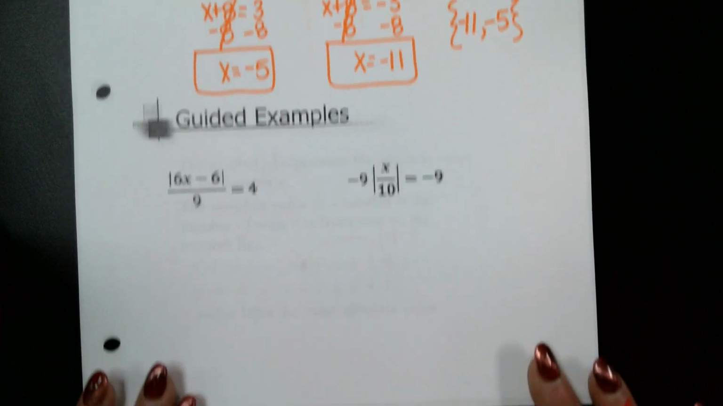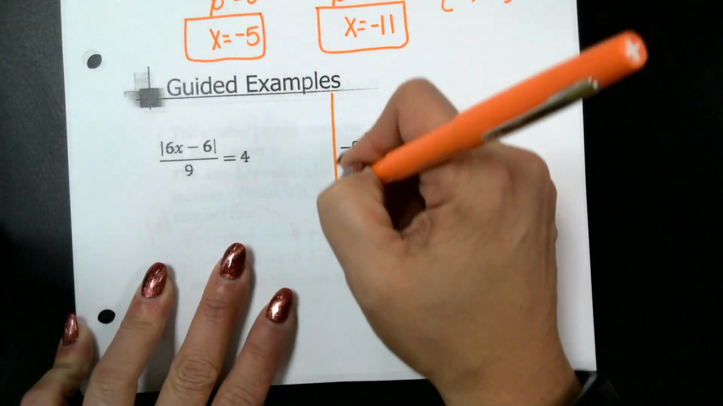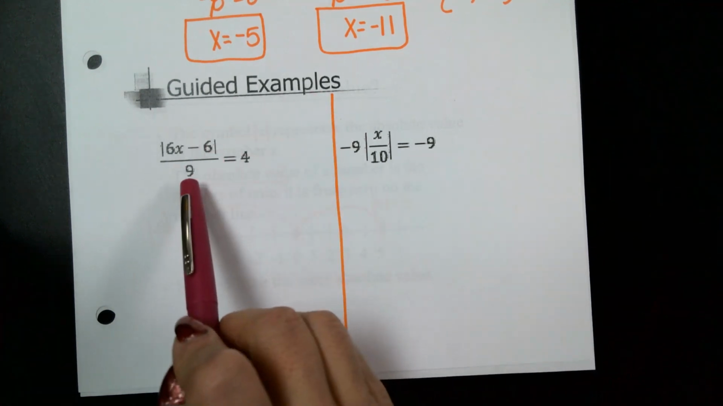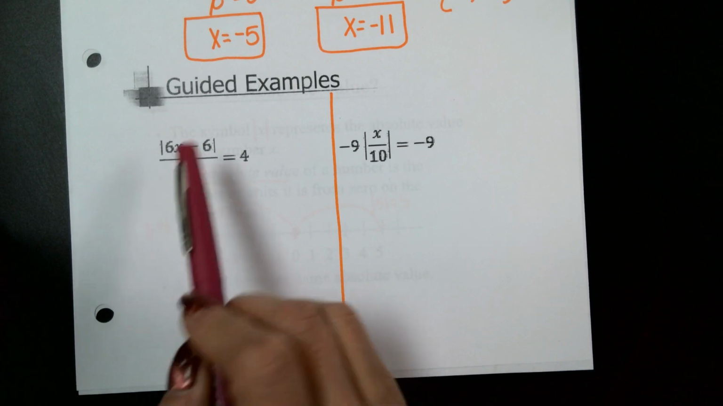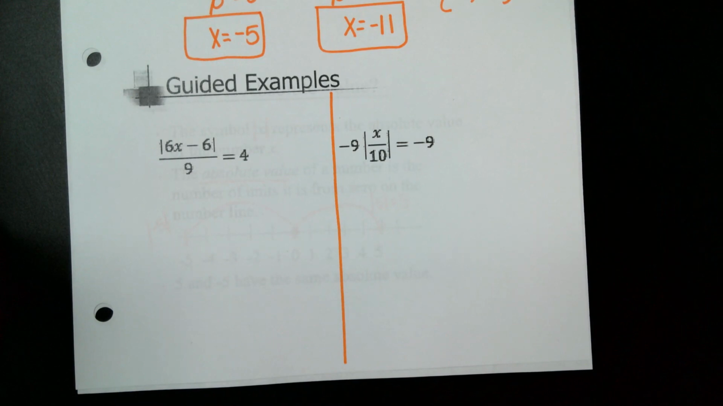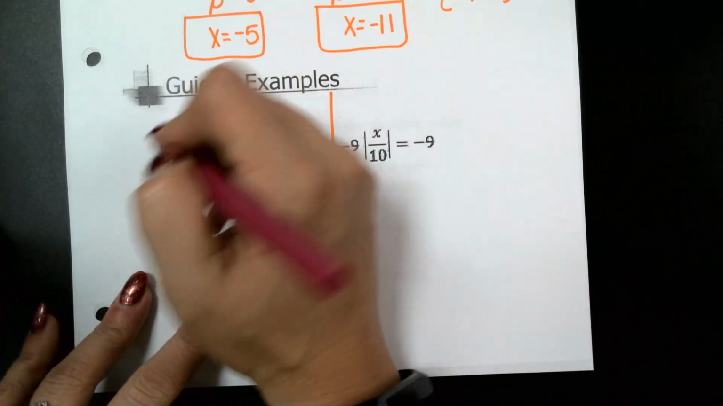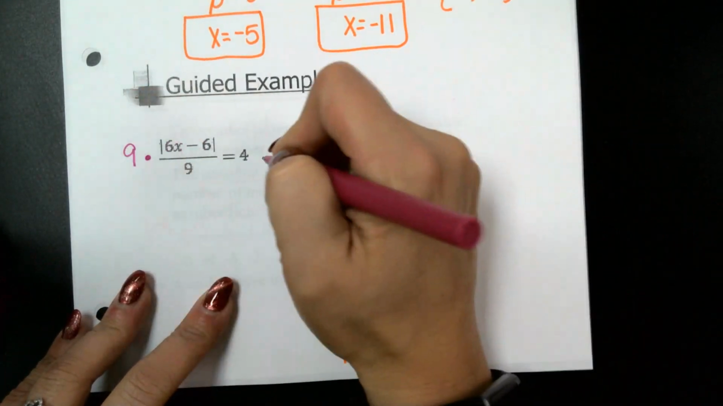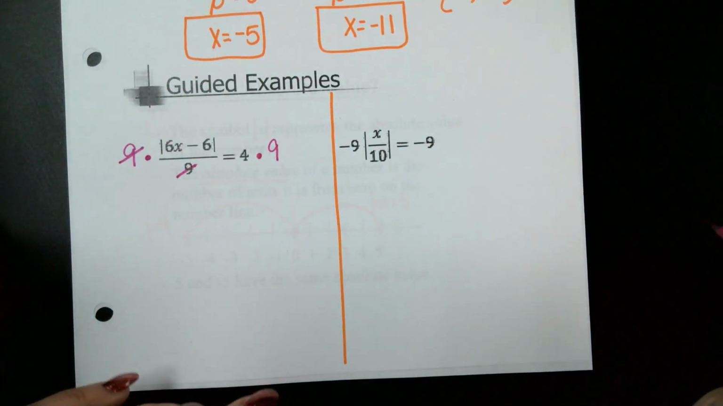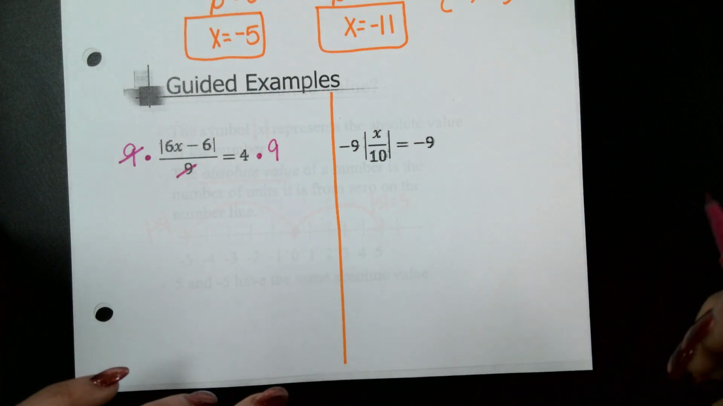Okay, then let's try, we've got two problems down here. Let's take a look at the one on the left. What number do I need to move? Yeah, I have to get rid of this 9, because in order for the bars to be by themselves, I can't have anything underneath them. So if they've divided by 9, we're going to multiply both sides by the 9. All that does on the left-hand side is get rid of the 9, right?